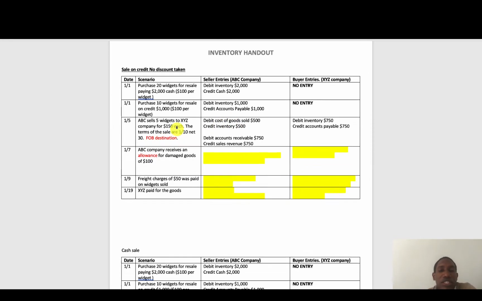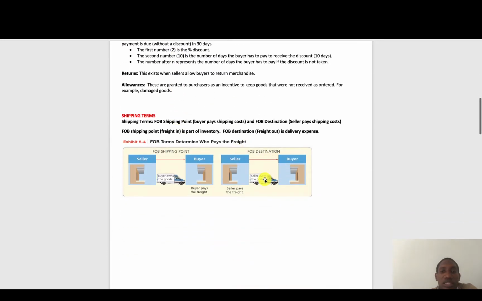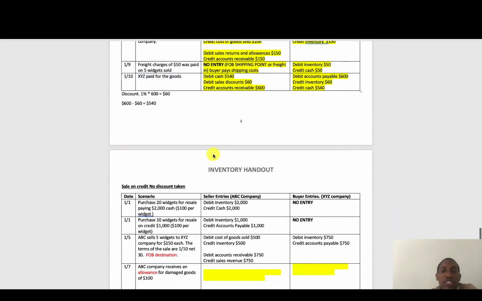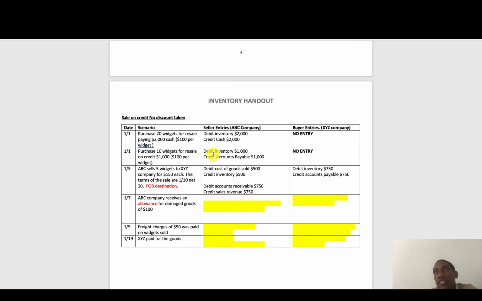And again, FOB destination, remember what FOB destination is? FOB destination is the seller pays the shipping cost, and it's a delivery expense. It is not part of inventory. So when you, as a seller, sell to a customer, the accounting board says that is optional. If I am buying inventory and I have to pay the shipping cost, well, I have to do that if I want to get the inventory to sell. But as a seller, you don't have to do that. You decide to do that because you want to entice your customer to pay.